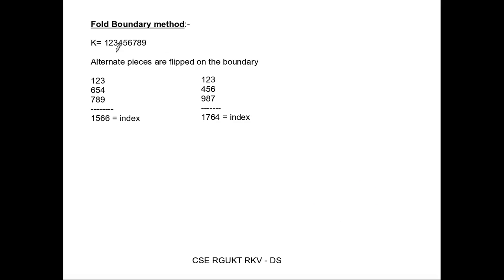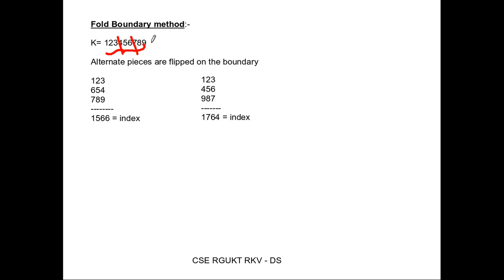In this fold boundary method also the same logic follows, that is, we divide them at some particular digit. Here we have considered 3 digits each, because it's a very huge number. Then what we do is we add them similar to the fold shift method. But the only difference is that one of the parts, either the last one or the middle one, should be flipped for us.